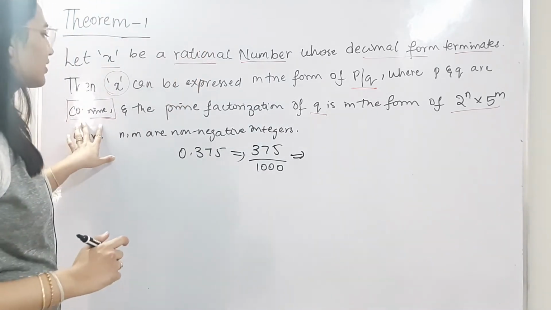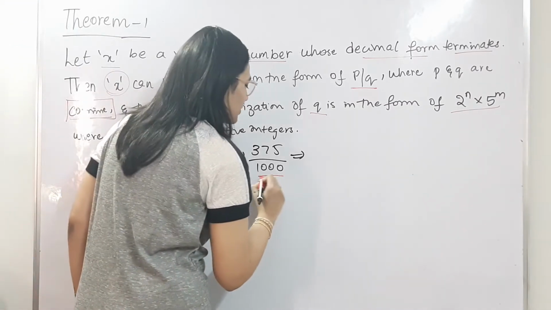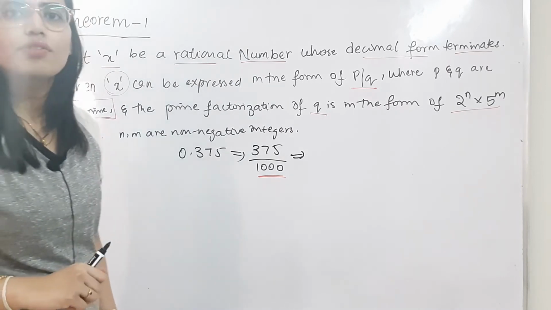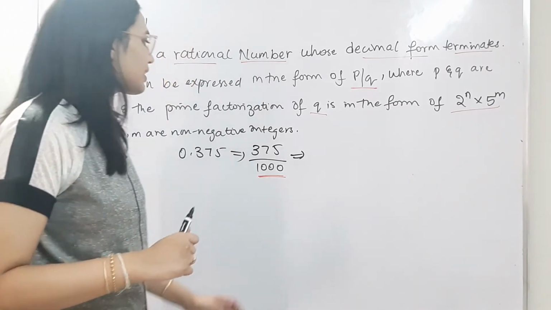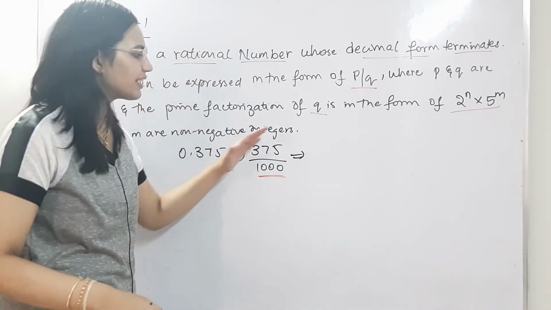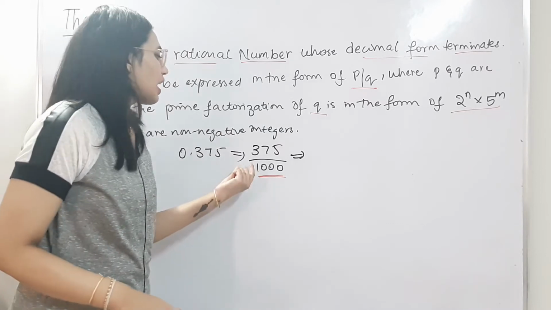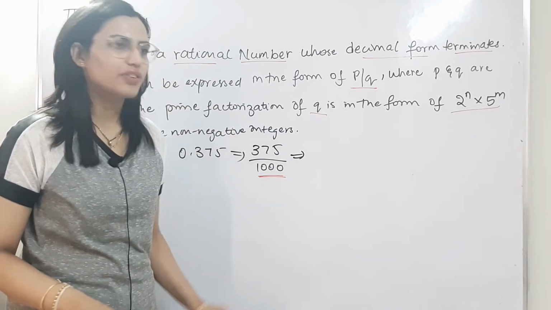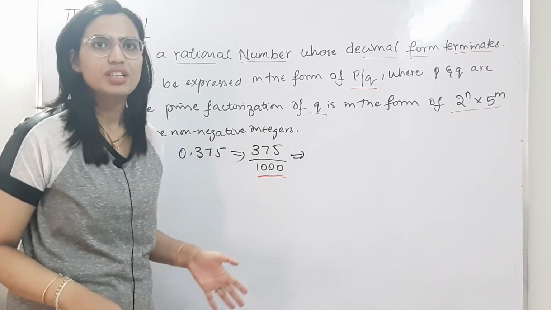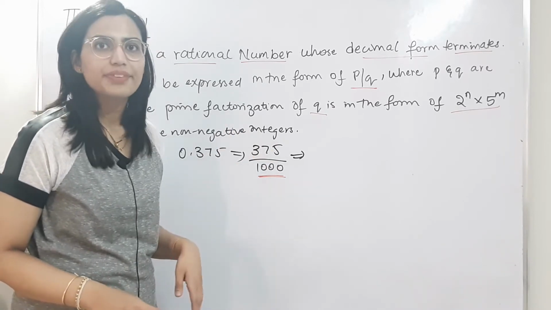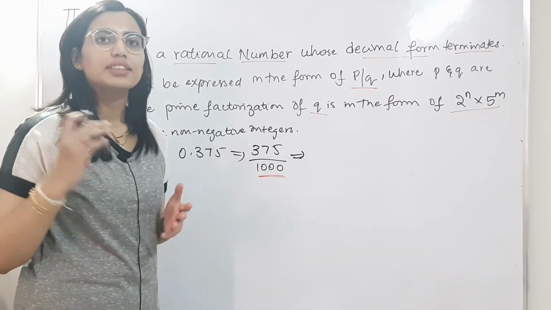Why is it saying that it should be coprime? Because in order to express this in the form of 2 power of n into 5 power of m, we need to factorize, right? But sometimes what happens is, in this case only, we can divide these numbers, as these two numbers have a common factor other than 1 for sure. In this case, you can say 5, 25, etc. are common factors of these two numbers. 125 is also a common factor, right? That means these two numbers have a common factor other than 1.